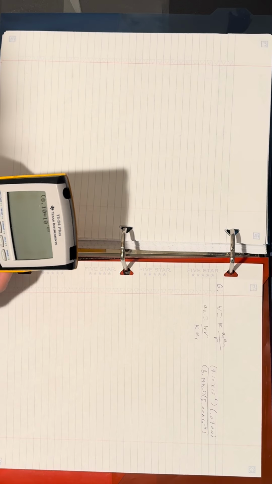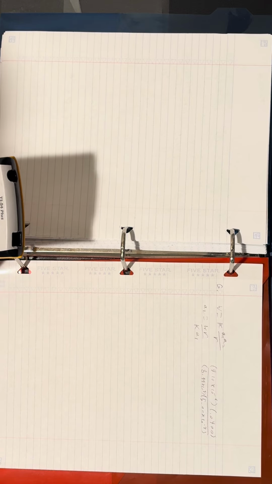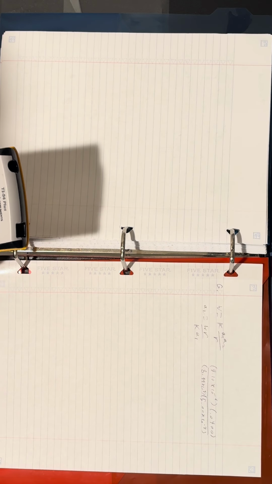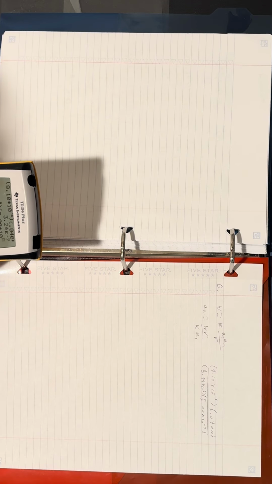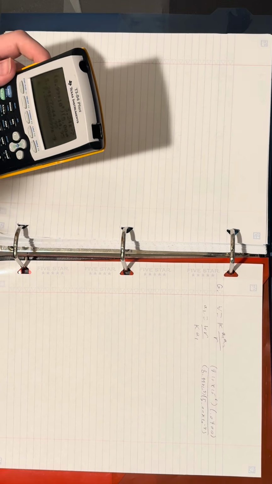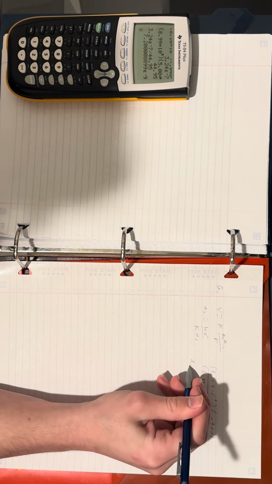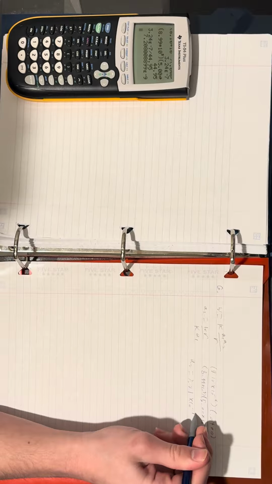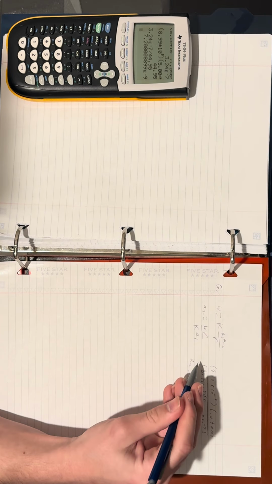Which gives us 7.21 times 10 to the -9 coulombs for our charge.